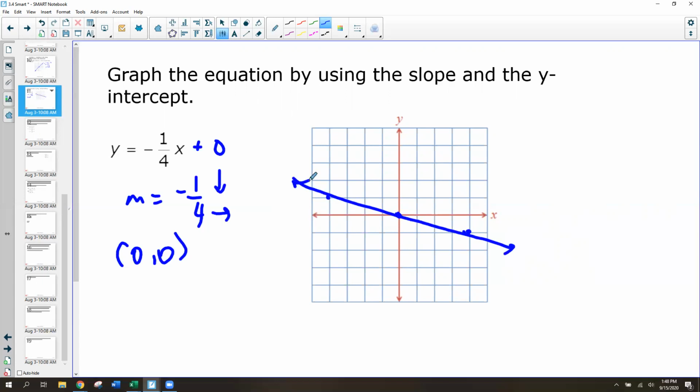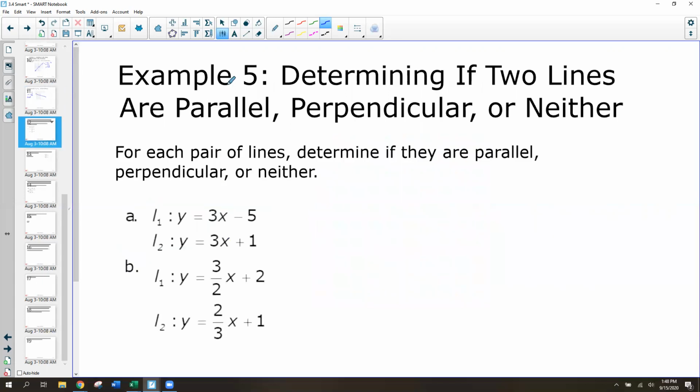All right, not terrible. So in this, what we can do is look. Remember in the last lesson we learned about parallel or perpendicular or neither. For each pair, we want to know if they're parallel, they're perpendicular, or neither. Remember, when they're parallel, their slopes are equal. When they're perpendicular, the slopes are negative reciprocals of each other. And if it's not either of those things, it's neither.